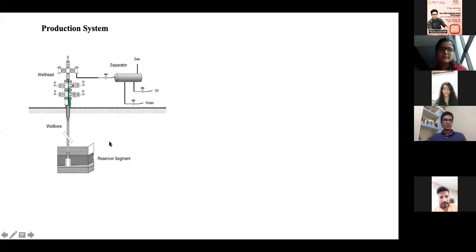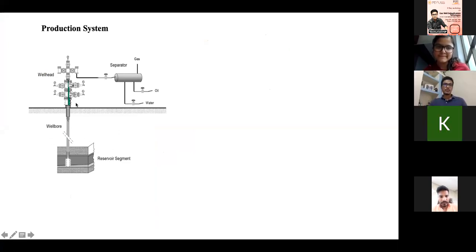In a production system, we have a reservoir where our fluids will be accumulating. In order for our fluids to be extracted to the surface, you have to drill a well, and this well will be acting as a conduit for the reservoir fluid to flow from the subsurface to the surface. And at the surface, you have a wellhead, which is a stack of valves, so that you will be able to control what's coming out of the well from the subsurface to the surface.